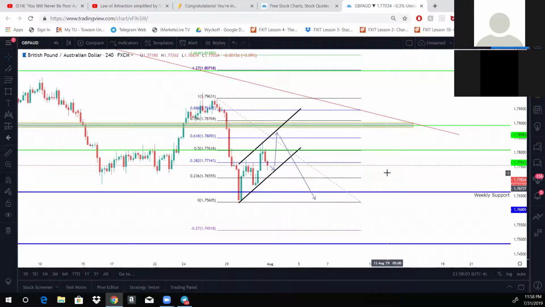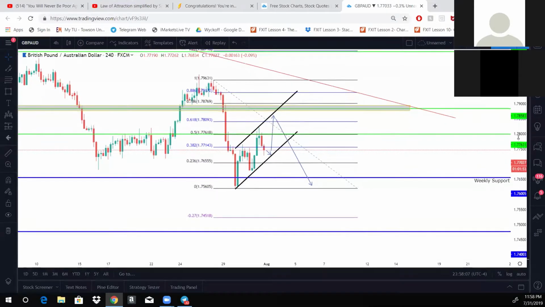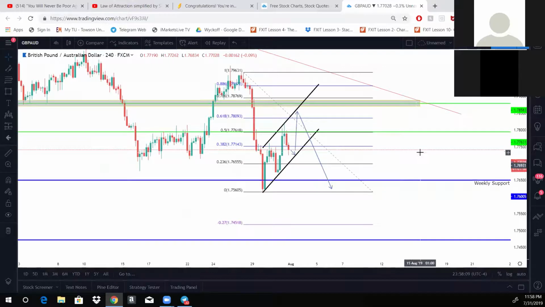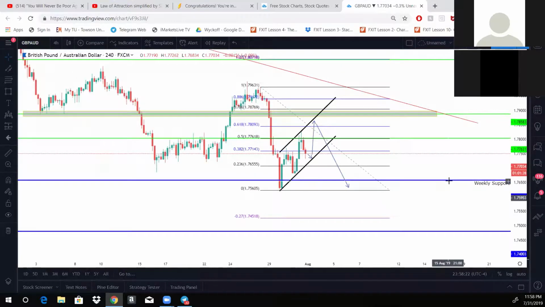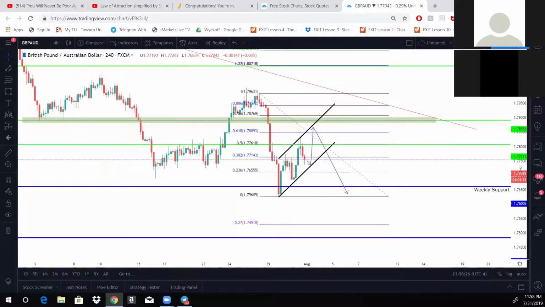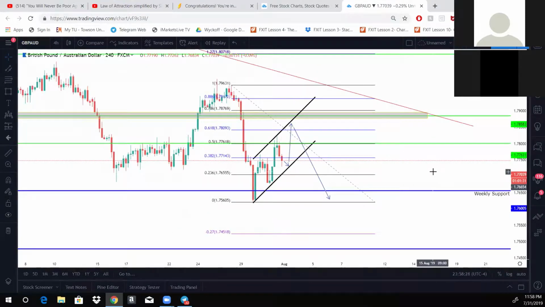So I don't know if we have anything else, guys, that you would like me to go over, or if you are looking at any possible trades, specific pair, if you want me to take a look from my angle and give you any advice on it. Feel free to type in the chat if there's any pair you would like me to analyze.